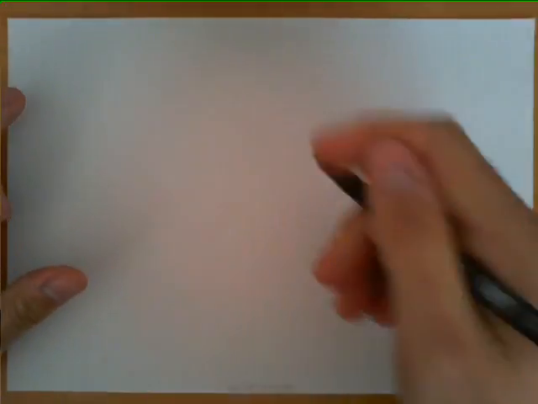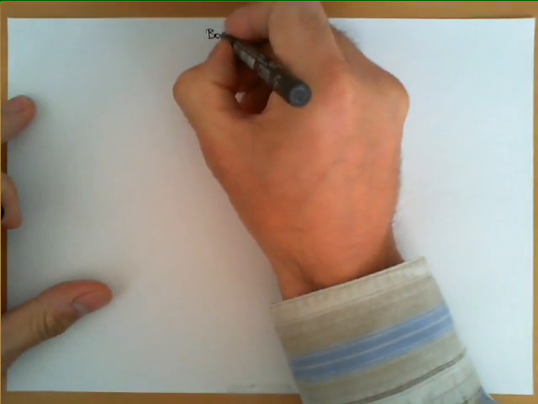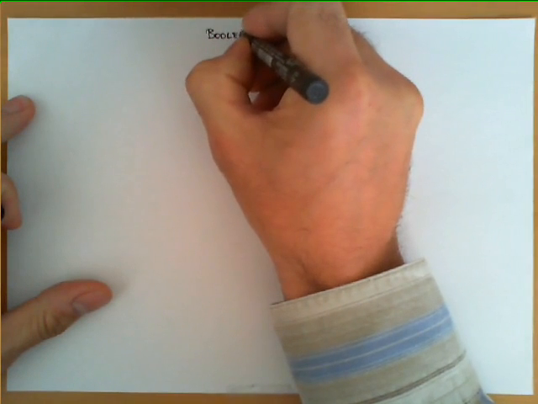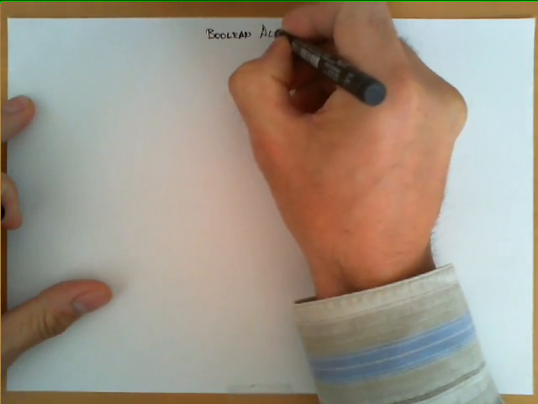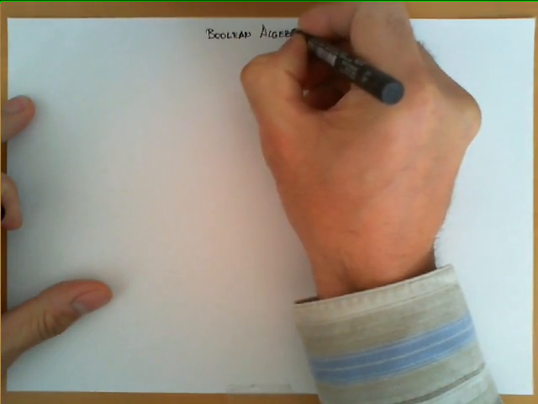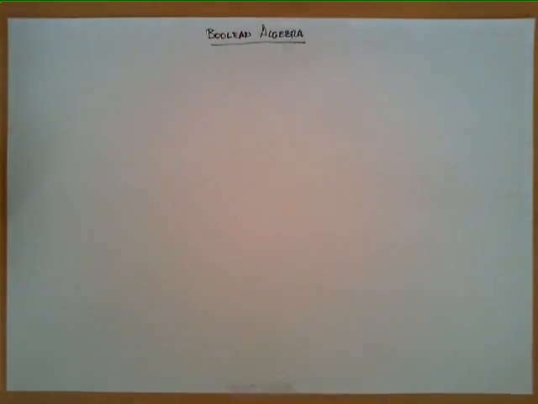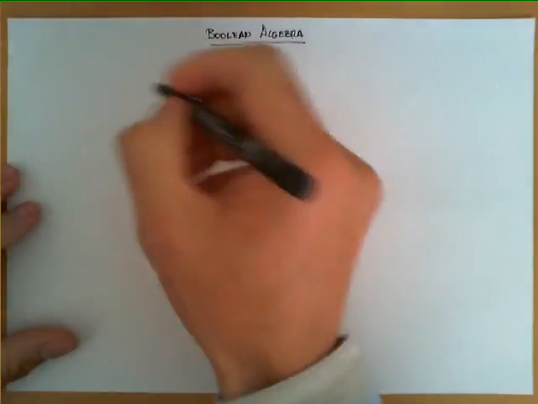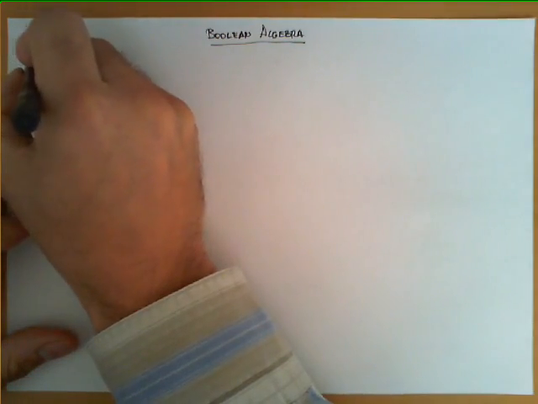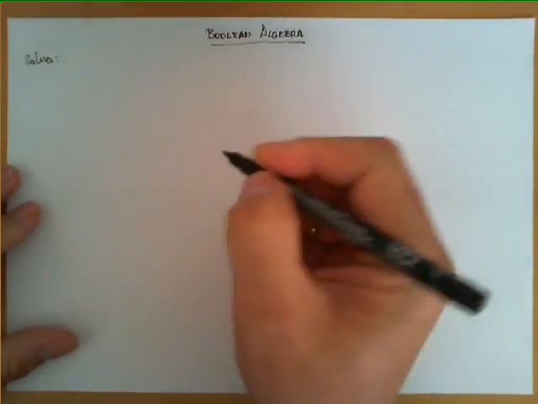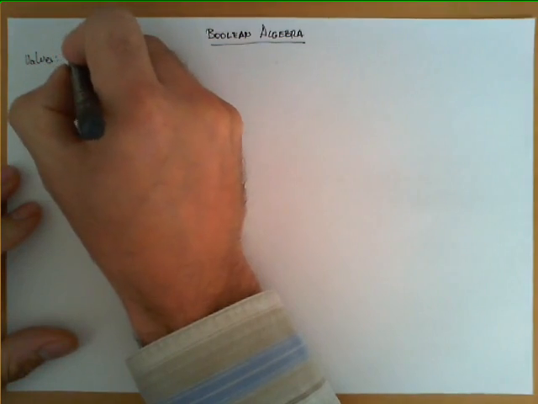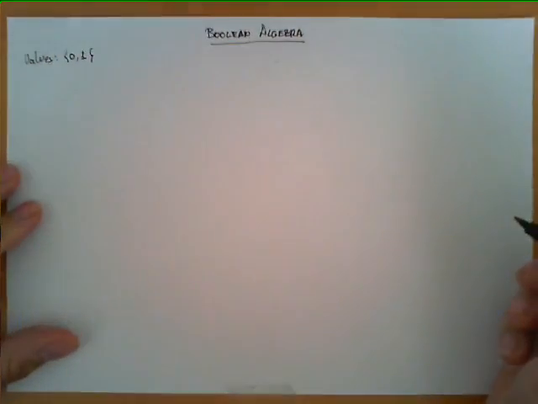In this video, we're going to explain what Boolean algebra is and how to manipulate Boolean expressions. Boolean algebra is mostly defined by two ingredients. The first one is the values of this Boolean algebra, which are very simple. It's just the constants 0 and 1.